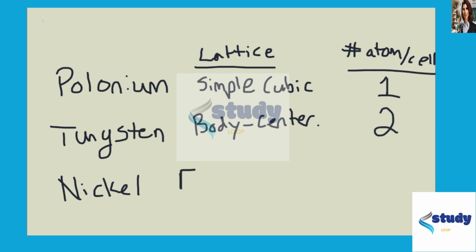Now, nickel solidifies into a face-centered cubic cell. A face-centered cubic cell has that 1 atom attributed to the 8 atoms on the corners, as well as an atom in each of the faces of the cube, and half of those atoms are contained inside the cube, which means that in total, we're going to have 4 atoms per unit cell for nickel.